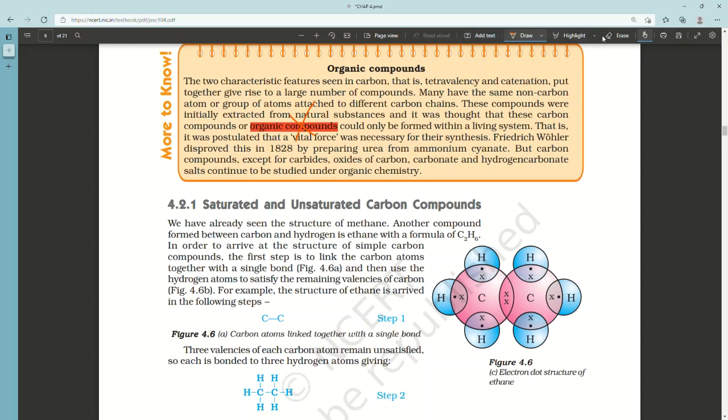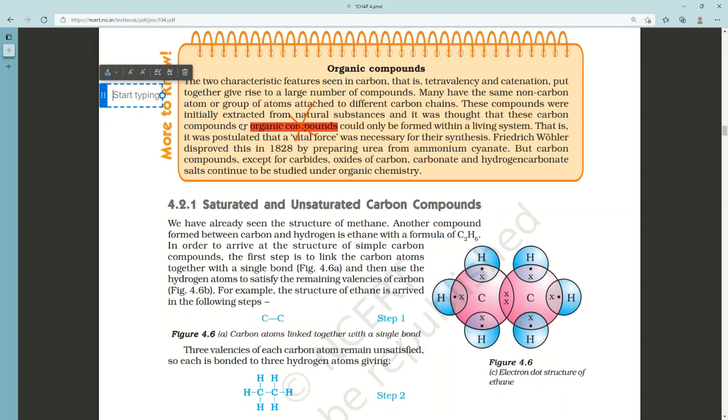However, another compound of carbon and hydrogen has the formula C2H4 and is called ethene. How can this molecule be depicted? We follow the same stepwise approach as above. We see that 1 valency per carbon atom remains unsatisfied. This can be satisfied only if there is a double bond between the 2 carbons. The electron dot structure for ethene is given in figure 4.7.